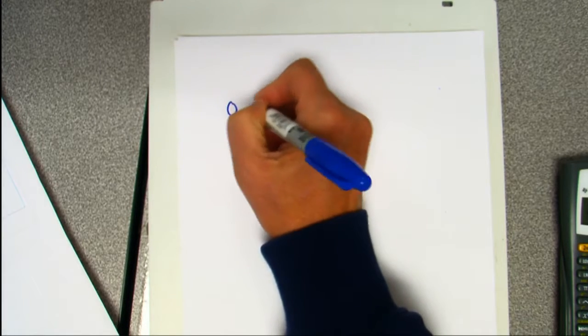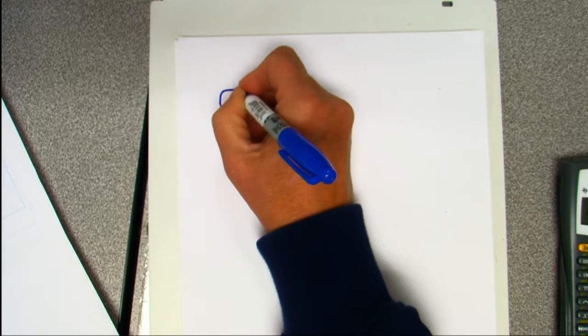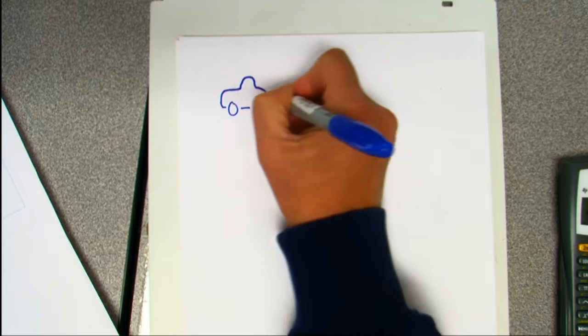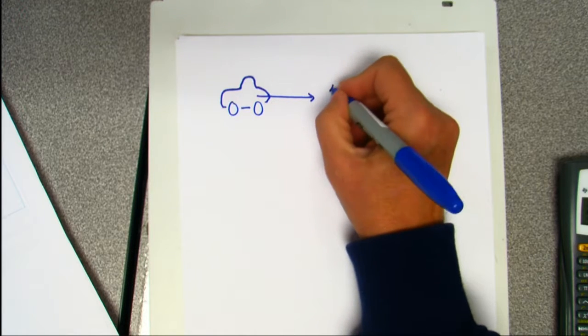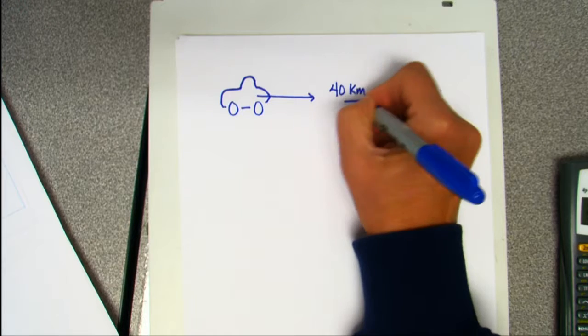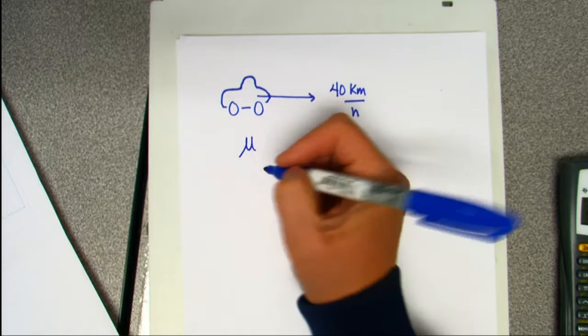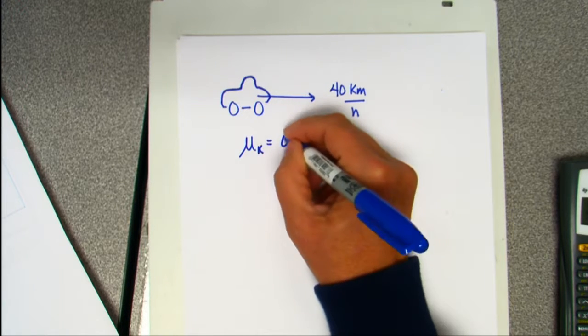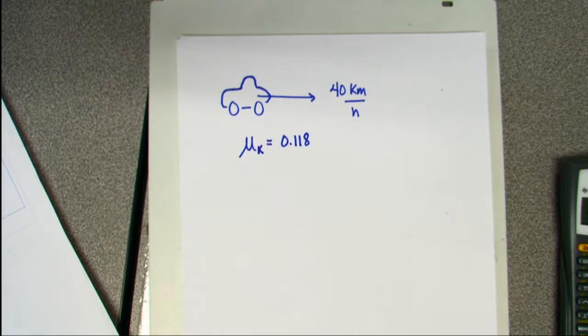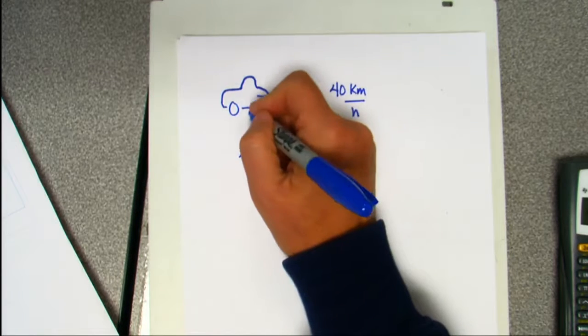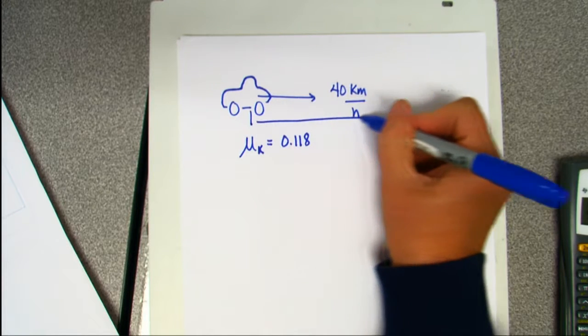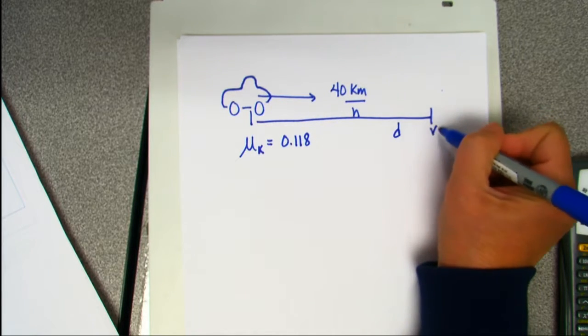So now we'll do one that we have to find information from. I've got a car traveling on the highway at 40 kilometers per hour, and we're given a coefficient of kinetic friction equal to 0.118. We want to know the stopping distance: if I slam on the brakes, what's the distance before I get to a velocity equal to 0.